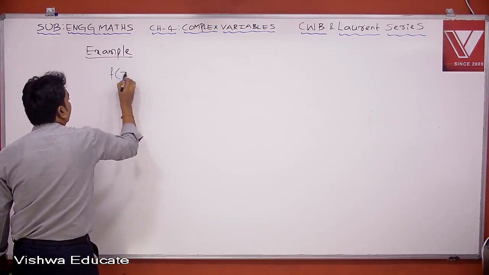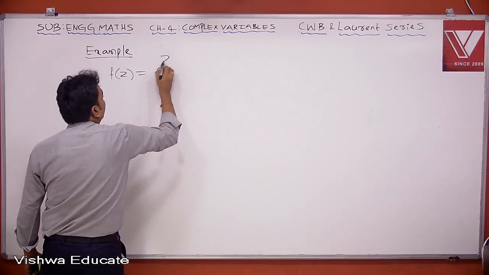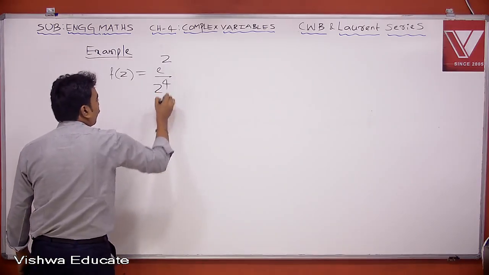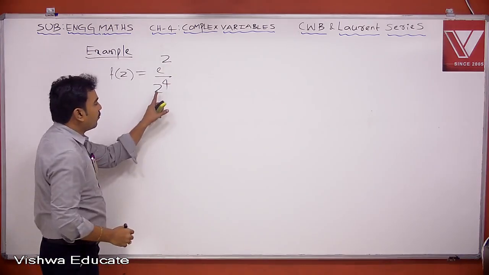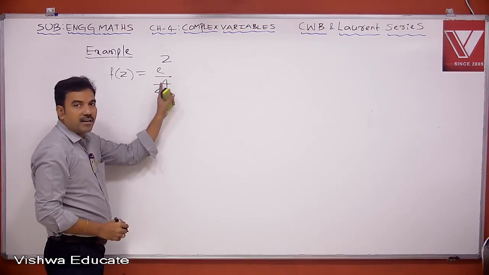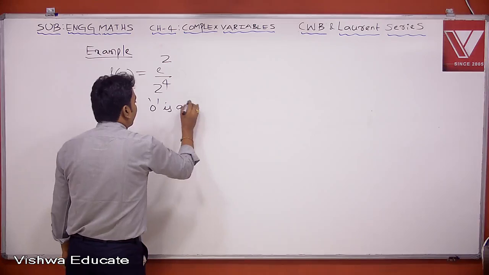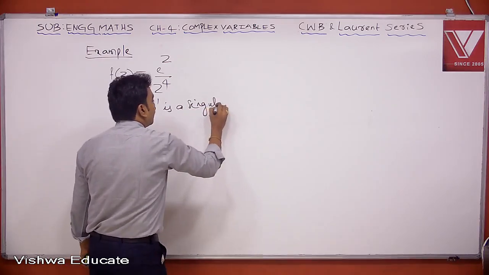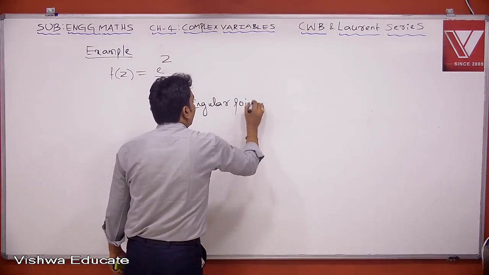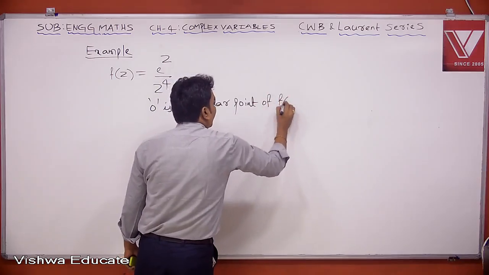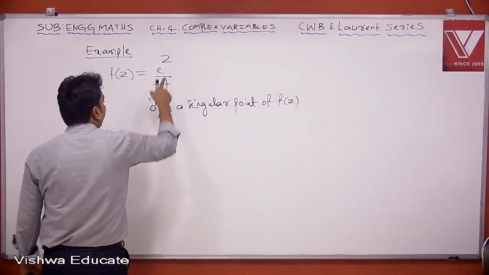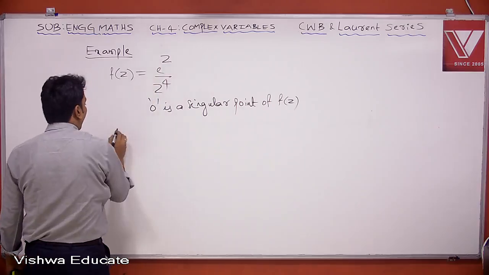Suppose we have a function f of z equal to e power z by z power 4. Now when you replace z by 0, the denominator gets 0. That means 0 is a singular point of f of z. Now let us go through the series expansion of the overall expression.